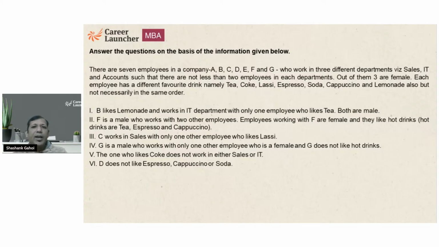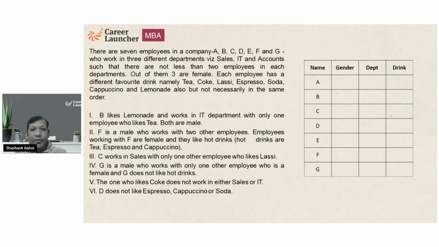There are pointers, and we have to work on the pointers. So basically, if I look at the data, it is talking about a total of 4 parameters. One is going to be name, second is department, third is gender, fourth is the drink that they like. Again, if you have any doubt anywhere, do let me know. We'll look at it. Now, let's start. I have already made a table according to name, gender, department, and drinks.